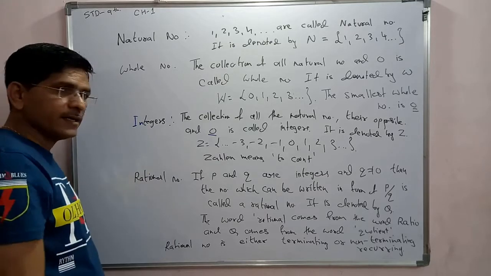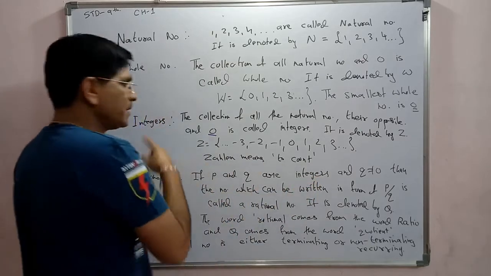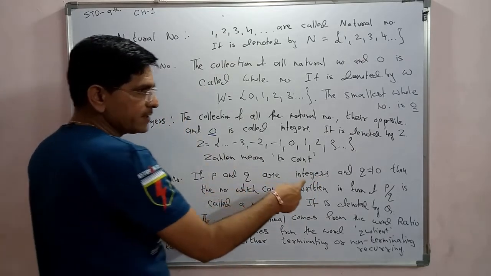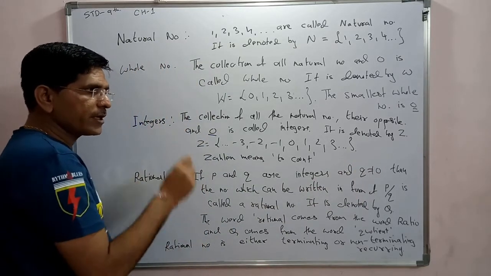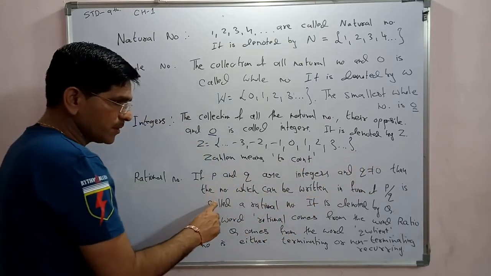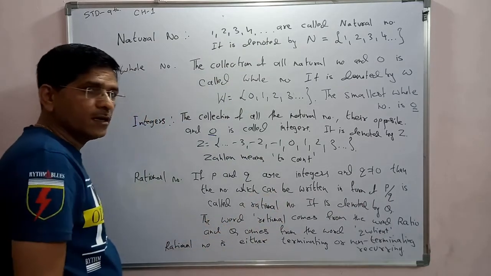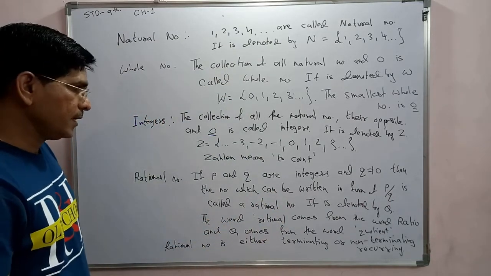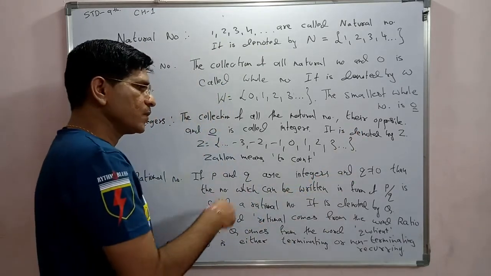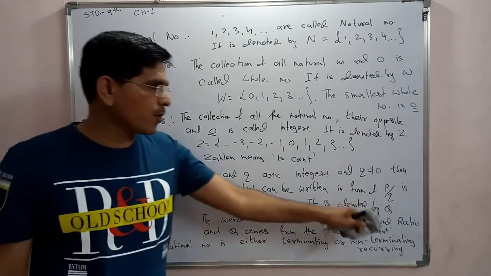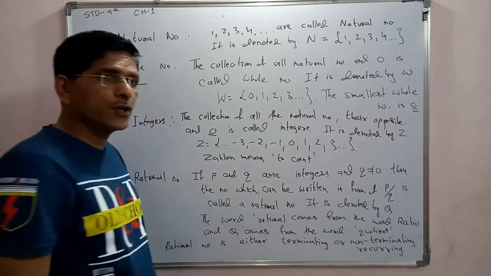Afterward there is the rational number. If p and q are integers, it means what? P and q are integers and q is not equal to 0. It means numerator upon denominator, where the denominator is not equal to 0. Then the number which can be written in the form p upon q is called a rational number. Again we define: if p and q are integers and q is not equal to 0, then the number which can be written in the form p upon q is called a rational number. It is denoted by Q.